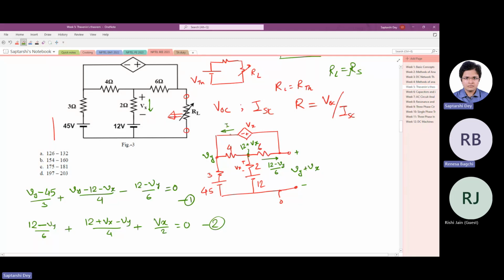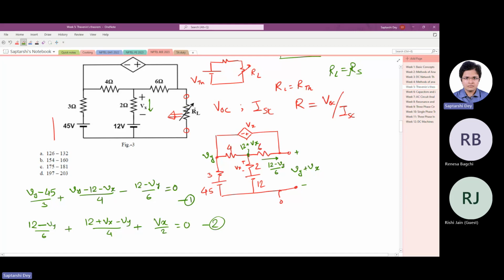Yes, sir, I took a super node. The super node is not required in this case because, if the load resistance was here, we would have had to take a current like that. But now we are trying to find Thevenin's equivalent circuit.